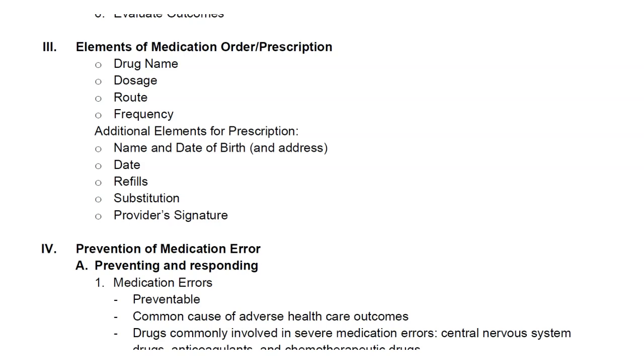And then the date, the refill, right? If they want the patient to have more refills, any possible substitution. Can they substitute it with a generic or could they not? And then make sure that you have your provider signature and their information. Usually it includes their license number and so on. But yeah, so those are the minimum, right, that you need to see when a provider is writing medication orders or prescriptions for a patient.